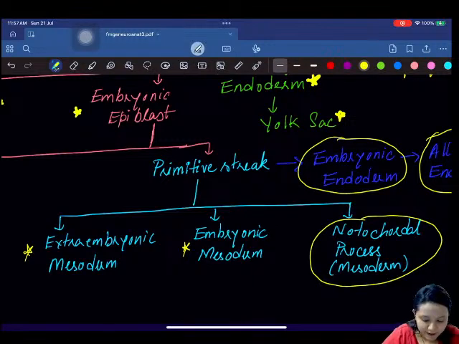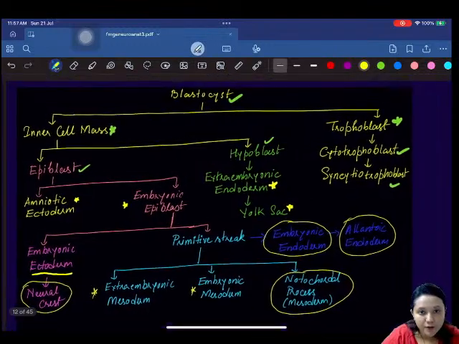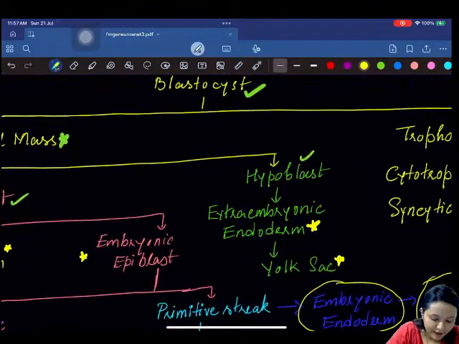So this is the entire chart. If you have to understand, again I am repeating that first there was the blastocyst.